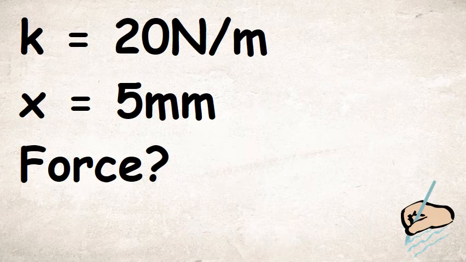So as a final example, how much force is needed to extend a spring which has a spring constant of 20 newtons per meter by a distance of 5 millimeters? Note that first of all the unit of the spring constant is newton per meter, and also note that the extension here is given in millimeters, so be careful. I'll leave it in your hands. Try it out.